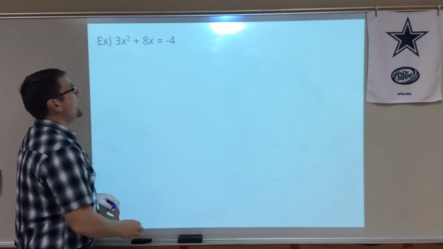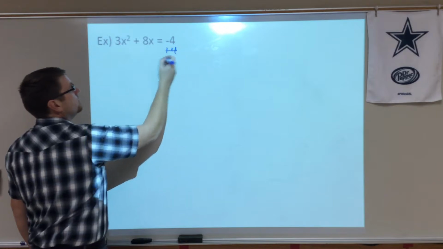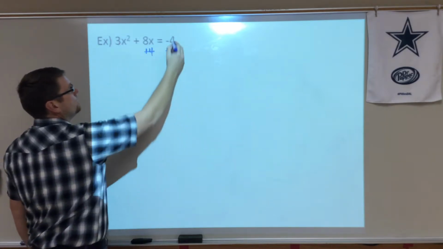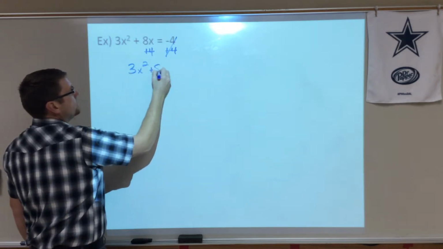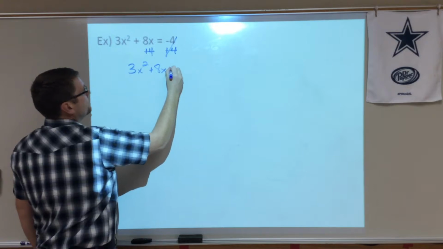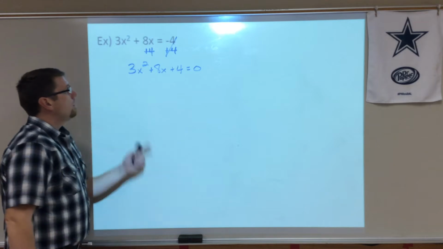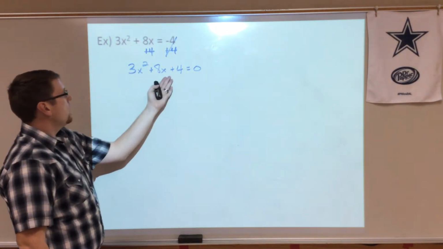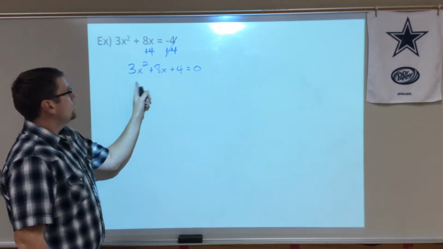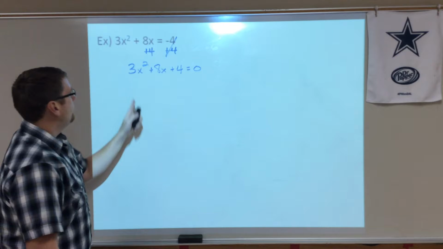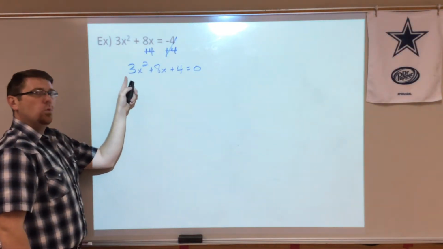3x squared plus 8x equals -4. First thing we want to do is make sure this equals 0. We've got 3x squared plus 8x plus 4 equals 0. Now we need to know if we have a greatest common factor. 3, 8, 4. Don't have a greatest common factor, so we're going to factor this out, but it's one of those special occasions when a does not equal 1.